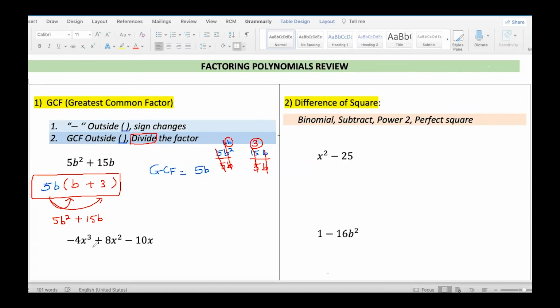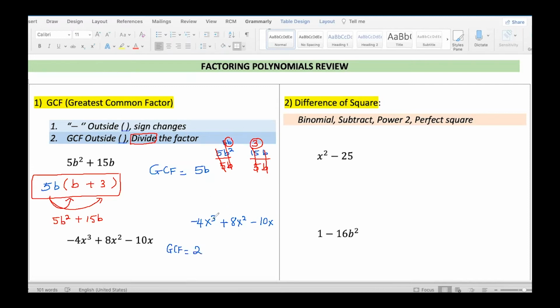Okay, so now we're going to go ahead and give it a try with the second question right here. I'm going to rewrite it. I have negative 4x to the power of 3, plus 8x squared, minus 10x. Now, let's find our GCF again. When you look at GCF, you want to look at the number first. So what number do we all have in common? I have 4, 8, and 10. So the number that goes into all of them is 2, right?